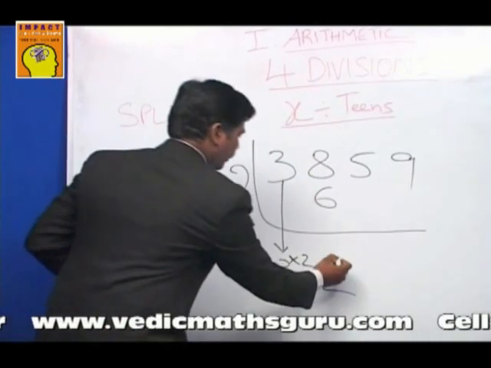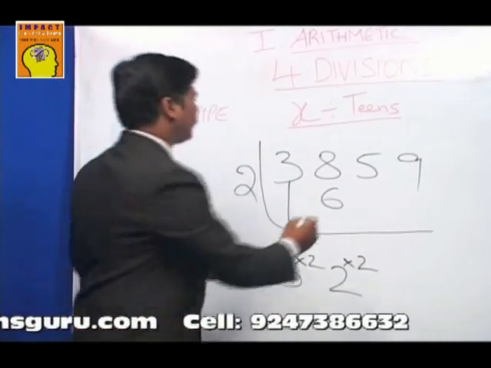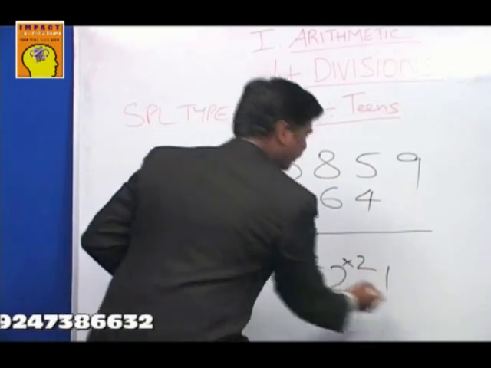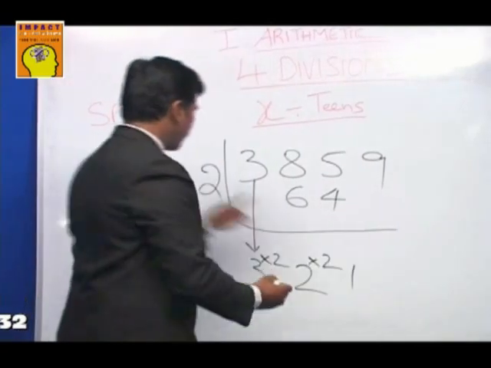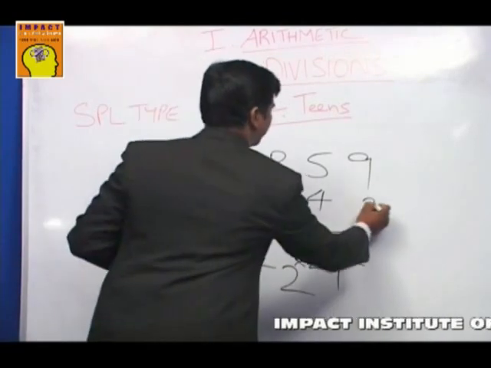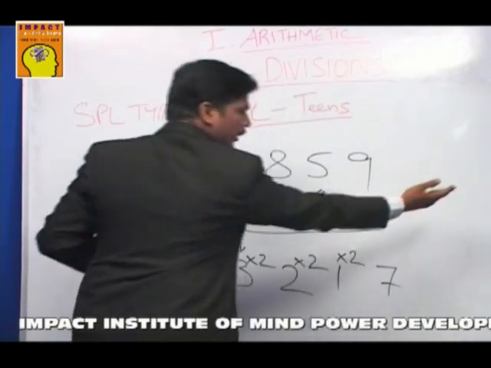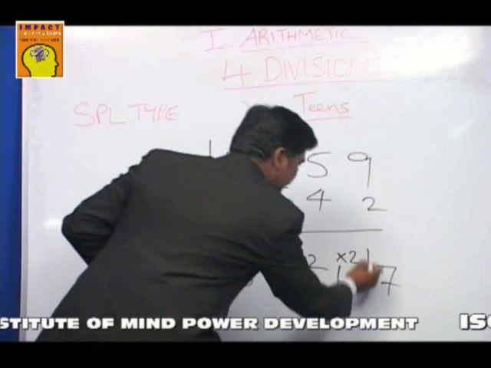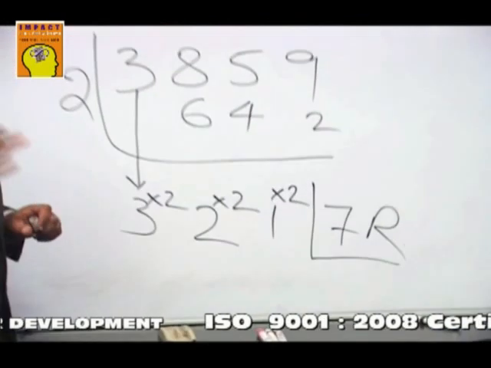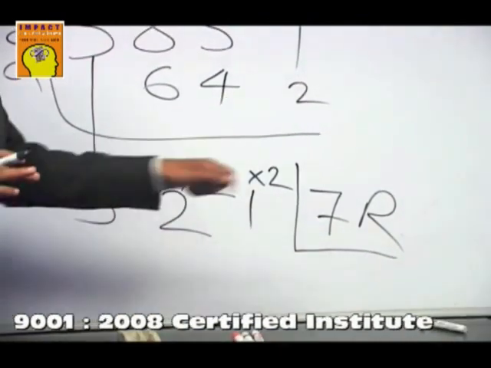Again, whatever you have at the bottom, multiply with the divisor, write in the next number and subtract. 2 times 2, you get 4. Write the next number and subtract. 5 minus 4, you get 1. Write 1 here. Now multiply the divisor 2 with the bottom number 1, you get 2. Write in the next number and subtract. 9 minus 2, you get 7. There is no further number, so that's it. The last number will always give you the remainder. So when you divide 3859 by 12, you get 321 with a remainder of 7.